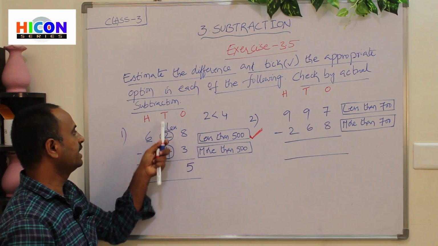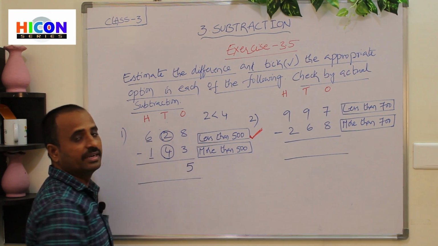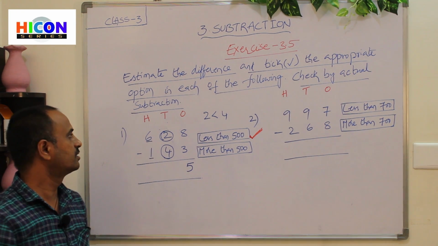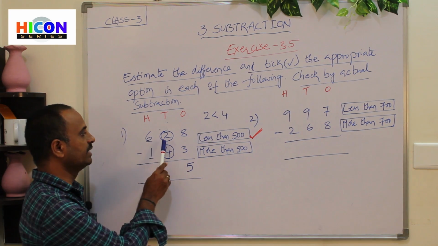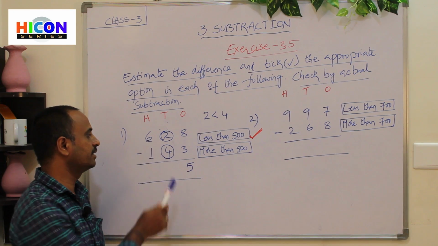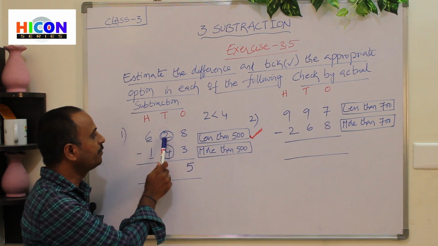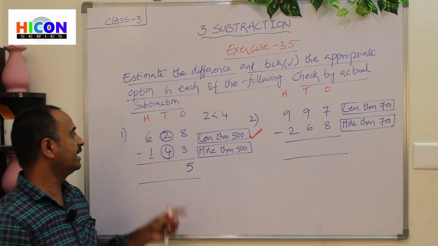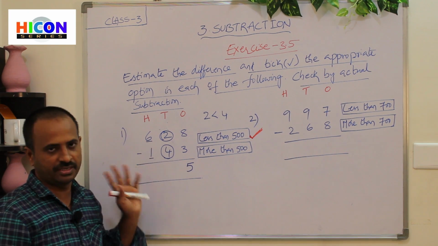Now go to the tens place. What are the digits under the tens place? 2 and 4 are present in the tens place. Here 2 is the smaller number, 4 is the greater number. We cannot subtract 4 from 2 because we cannot subtract a greater number from a smaller number. Then what do we have to do? We have to go to the next place. That means we have to borrow from the next place.